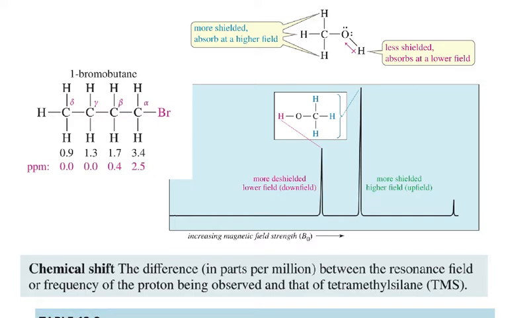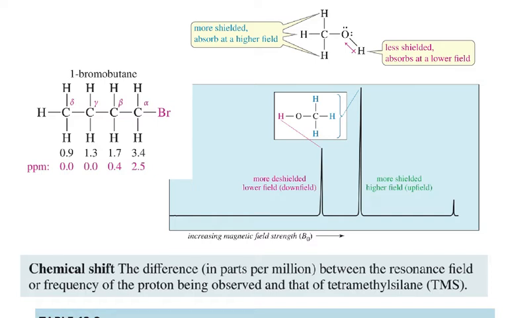You might also notice that this peak is shorter than that peak. This is called integration. So the spectrometer can actually tell how many hydrogens are on each atom, and it can put all the equivalent hydrogens together with the height of the peak. The higher the peak, the more equivalent hydrogens there are.